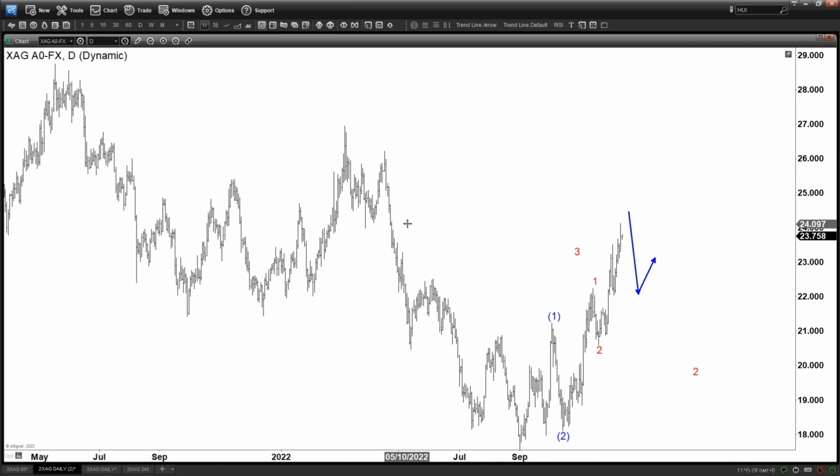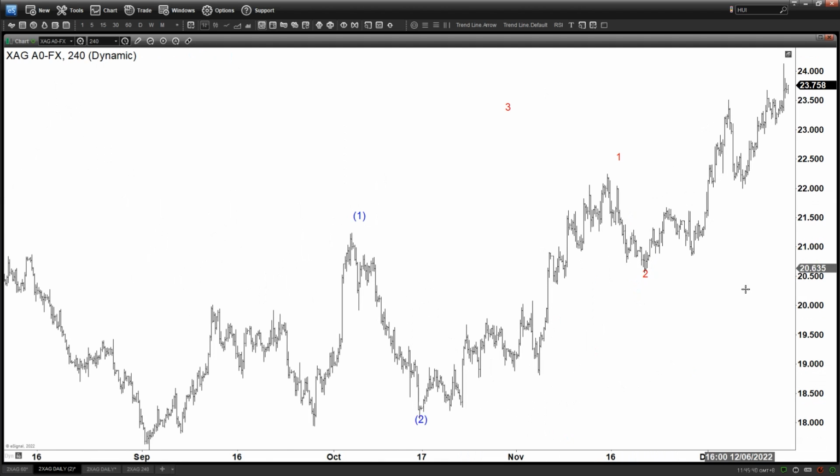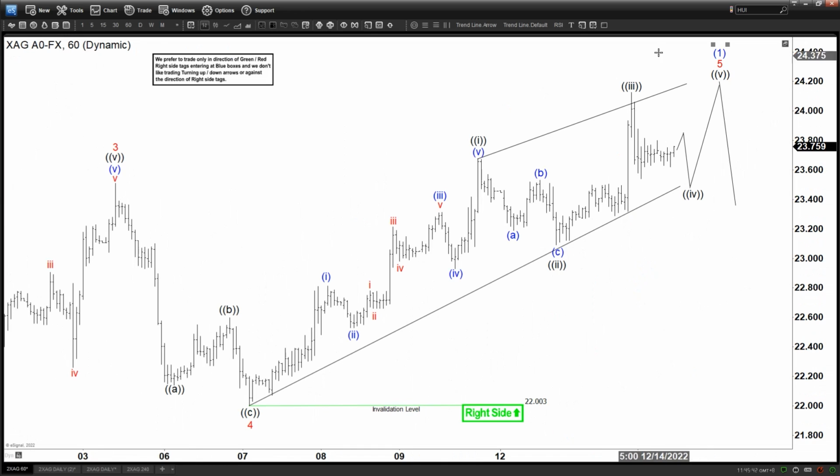So if divergence is erased, it becomes a nest, but for now divergence is still there, no reason for you to call a nest. Try to be conservative here, and therefore looking for the 5 waves to complete soon, and then once it is complete, we should be getting a 3 wave pullback in silver. Okay, so that's the idea here, guys.